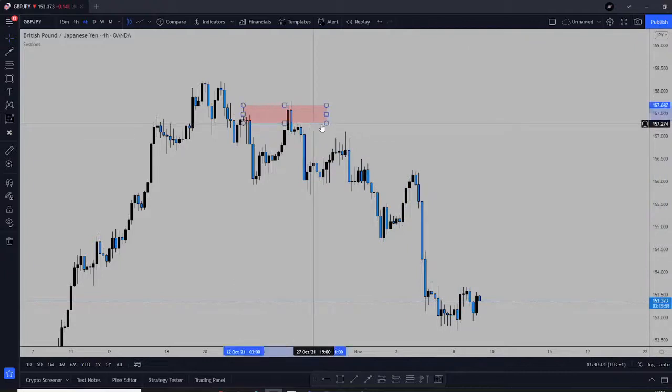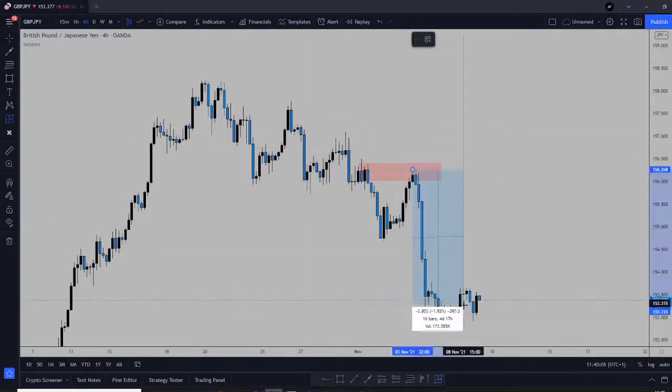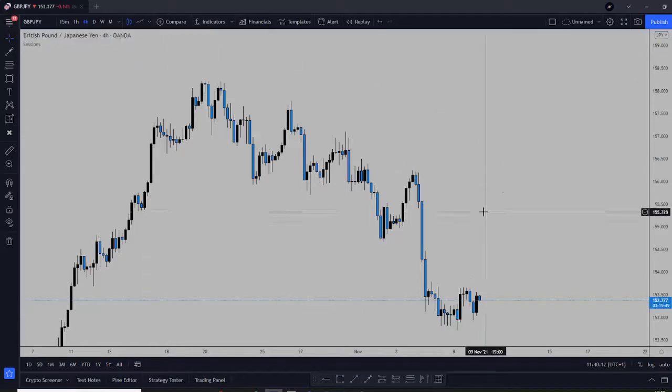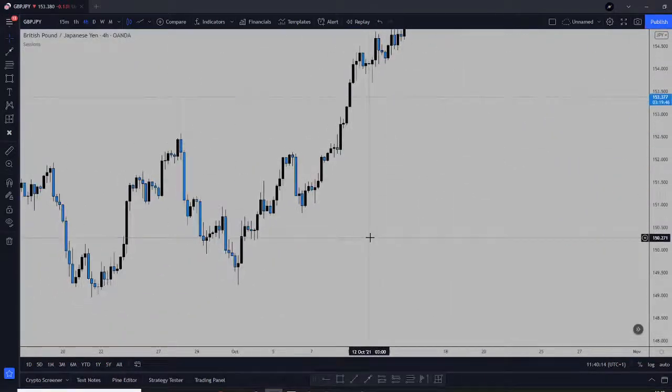And same thing happened at this level over here. Since we sold here, it's over 300 pips. That is mainly because we know where we are in the monthly and the weekly, but it doesn't always happen with 300-400 pips.